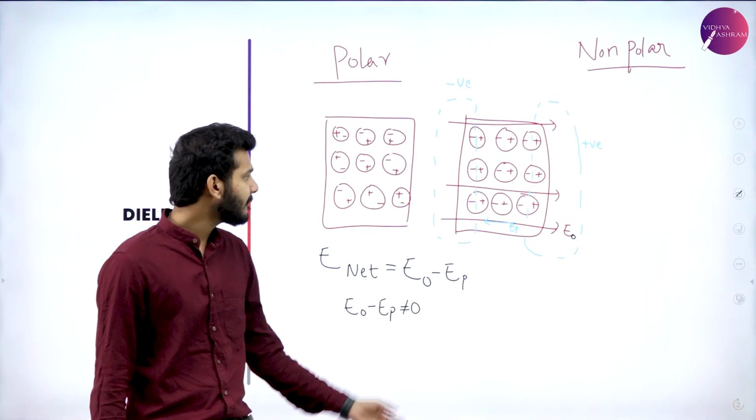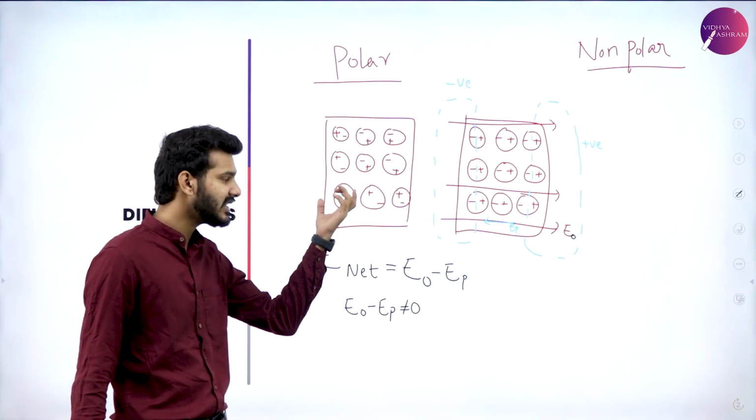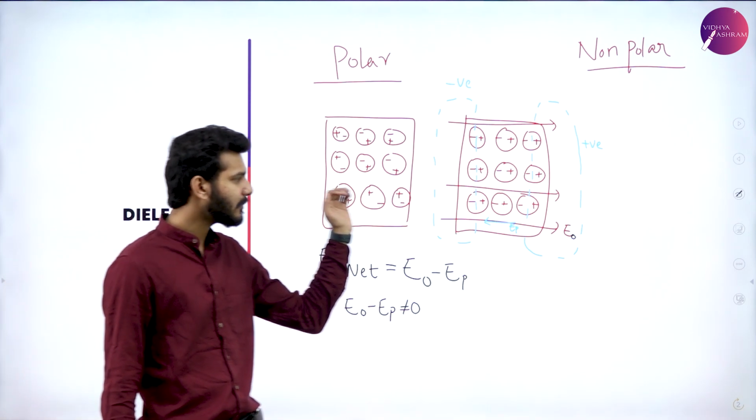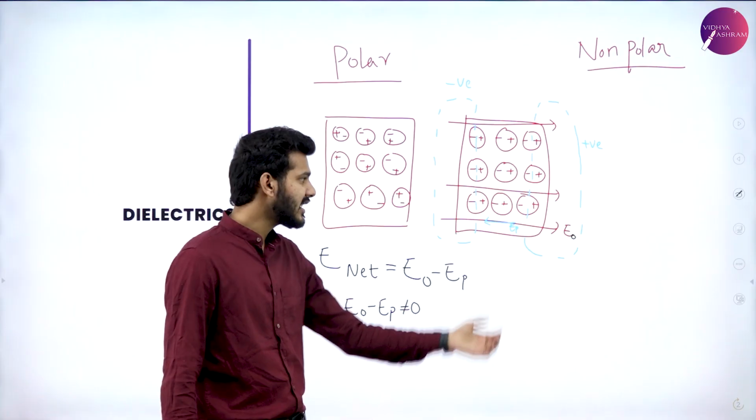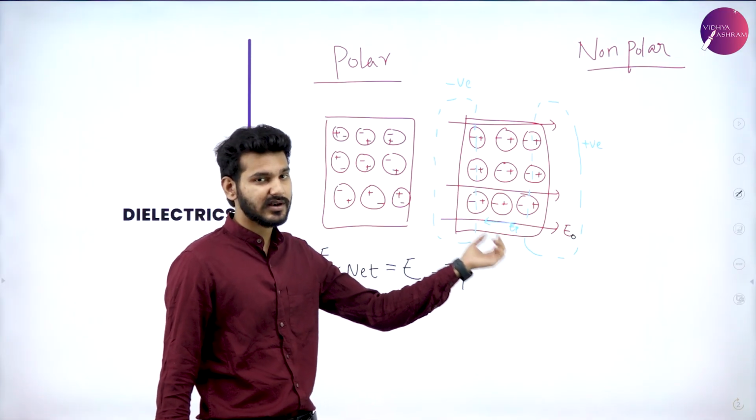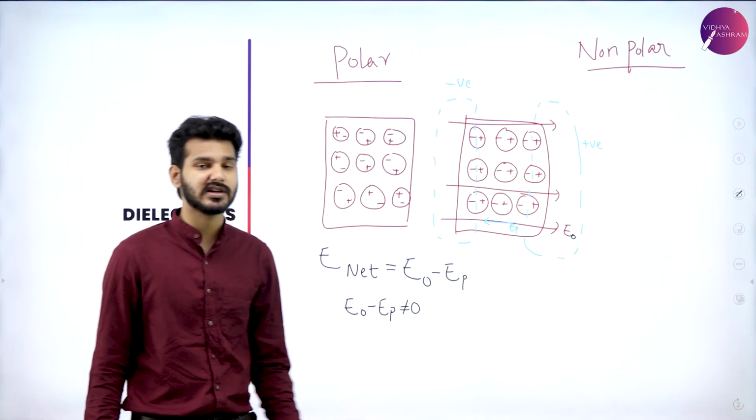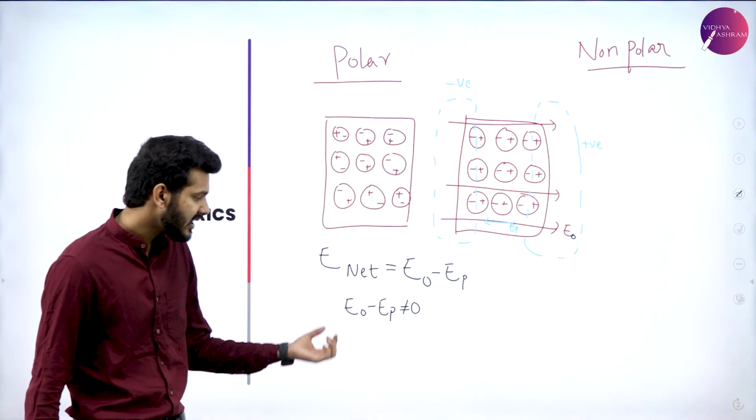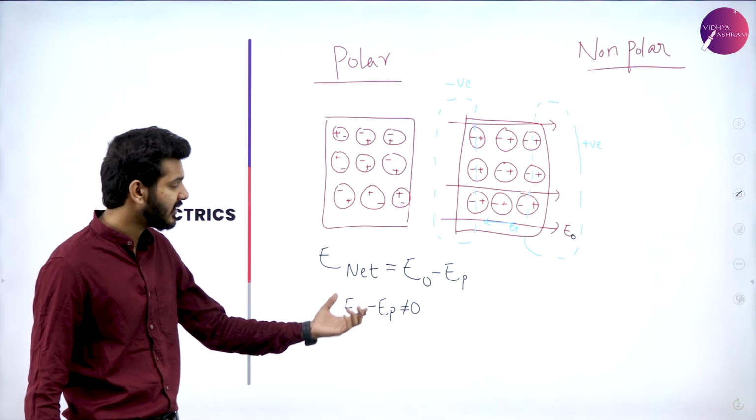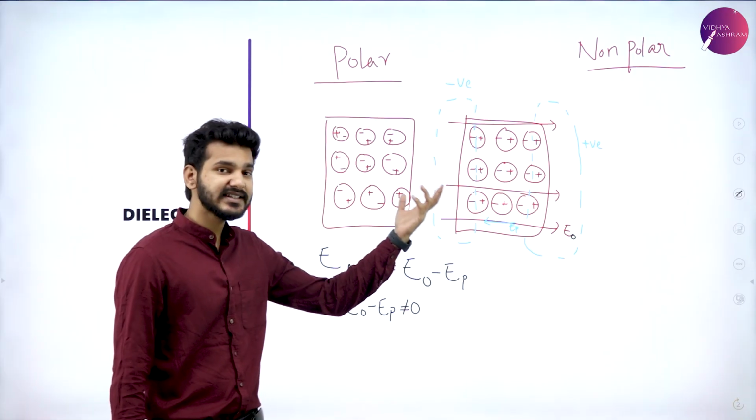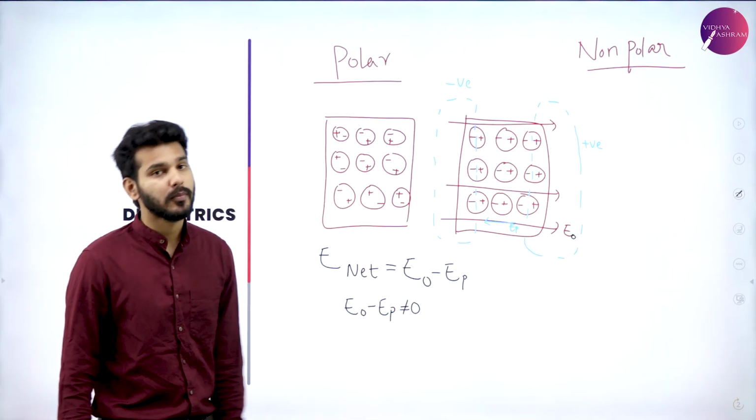So we can say that even though the polar dielectric was initially randomly oriented, having no net electric field, on the application of an electric field, it polarizes and develops an internal electric field which is opposing the external electric field being applied, and the net electric field can be written as E naught minus EP. E naught being the external electric field and EP being the electric field developed inside the dielectric due to polarization.